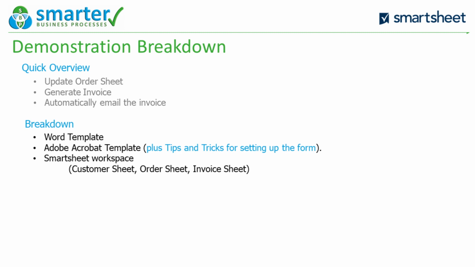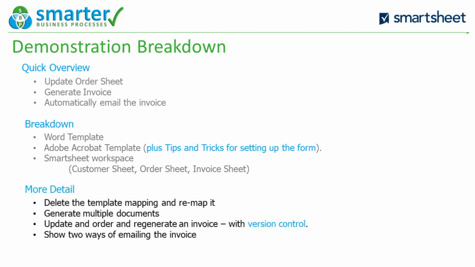I'll show you what Word template I used, how you uploaded the Word template into Acrobat, and then how you adjust it so that it creates a fillable form. And then we'll go on to Smartsheet. I'll just work you through the Smartsheet workspace that I've set up. So there's a customer sheet, an order sheet, and an invoice sheet. And I'll just show you the way that those have been created.